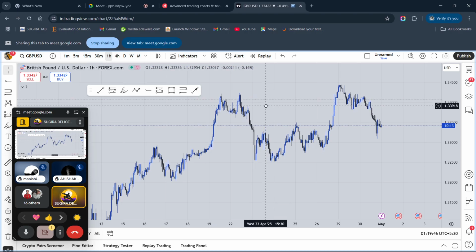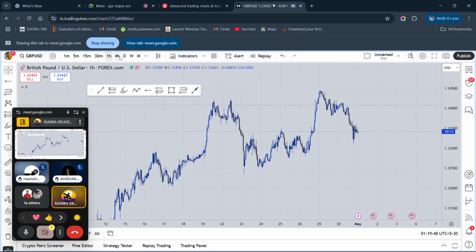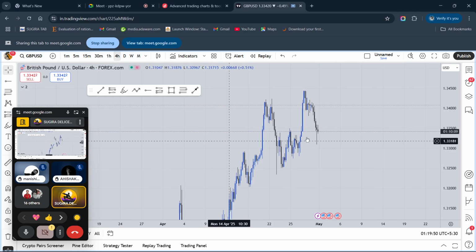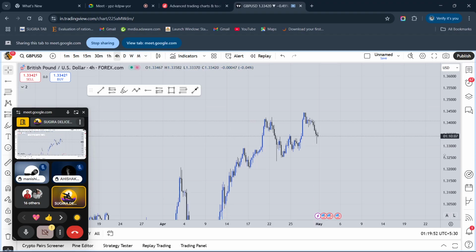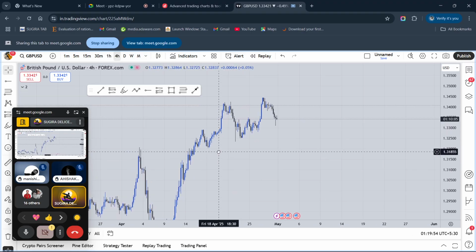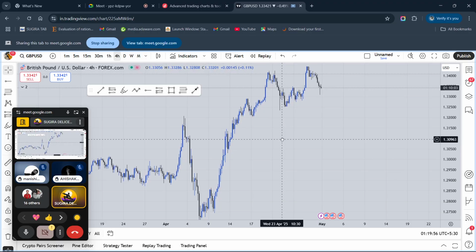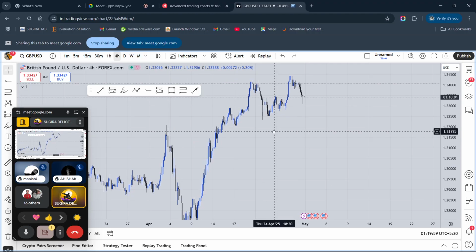Let's see GBP USD. The same thing, I just go on the higher time frame to see what market structure is present in the higher time frame. This is my higher time frame, which is the 4 hour time frame. That's what I use as the higher time frame.